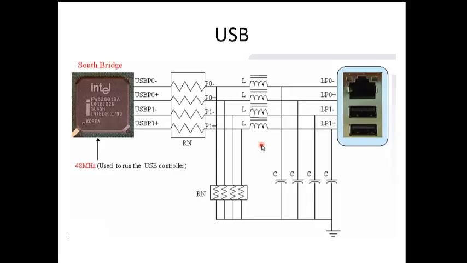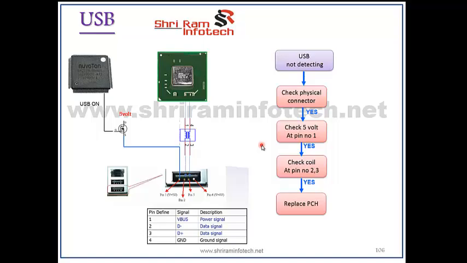So the next thing we are going to learn is USB. If your USB is not working, so this one is my USB connector, and if this USB is not detecting, then first you have to check the physical connection, whether that connector is perfect or not. That is what we have to check first. If the connector is physically perfect, then you have to check the 5 volt. This pin is ground, this pin is 5 volt. If this 5 volt is not coming, then you have to focus on this MOSFET.